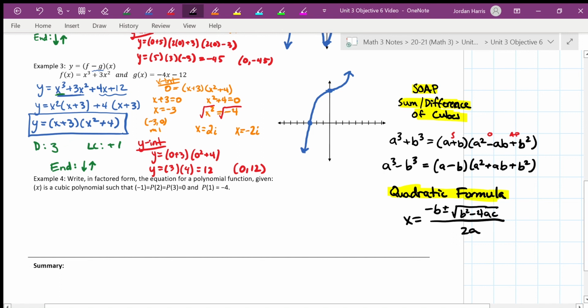And once again, if you need to go back and watch a video because you don't remember how to use that, you need to, because this is something you need to know for this unit as well. SOAP method and quadratic formula.